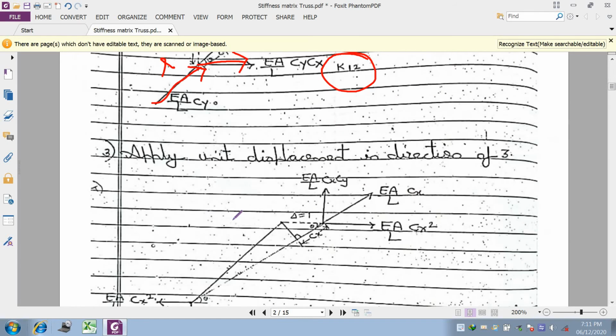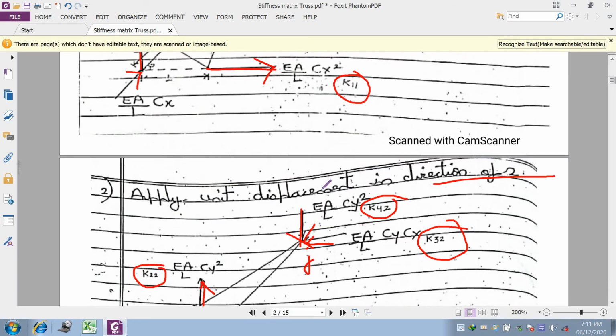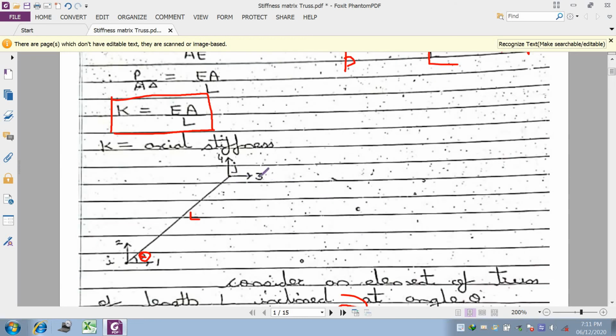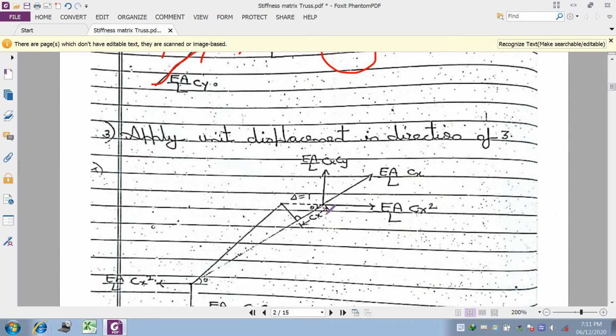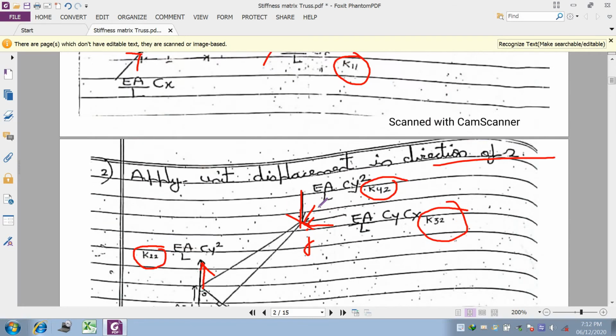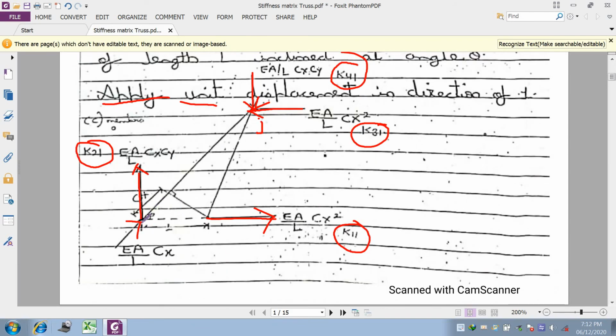Now we are moving towards the third point. Apply the unit displacement in the direction of 3. So let us see what was the original position, this 3. Whenever we apply this force, it will be EA by L CX square, and in the vertical direction it will be EA by L CX CY, and in the axial direction it will be EA by L CX.